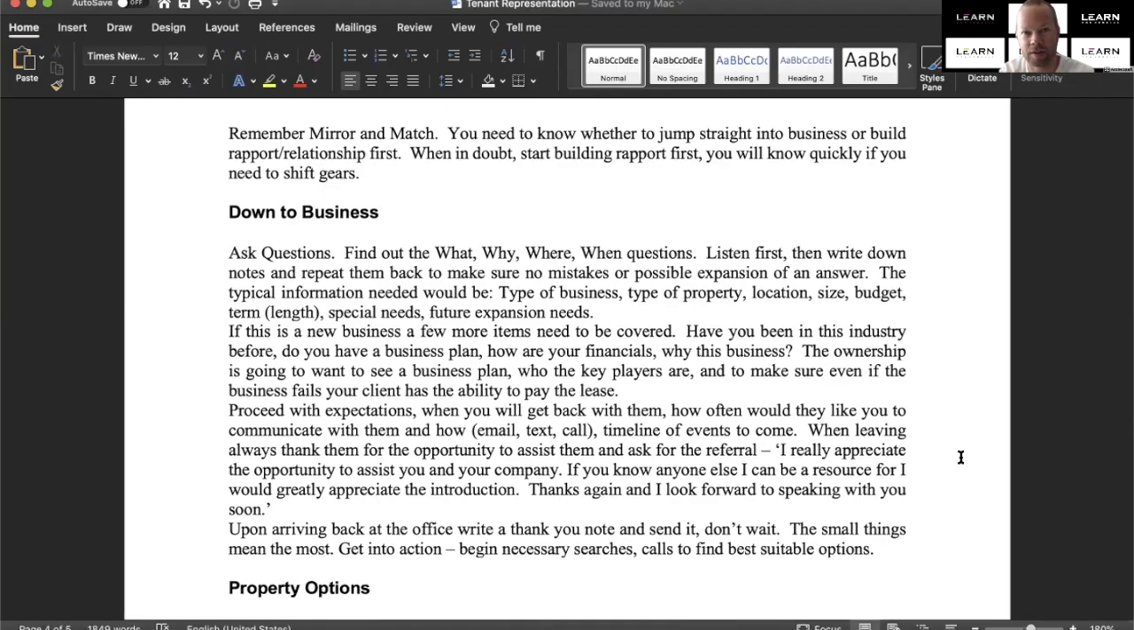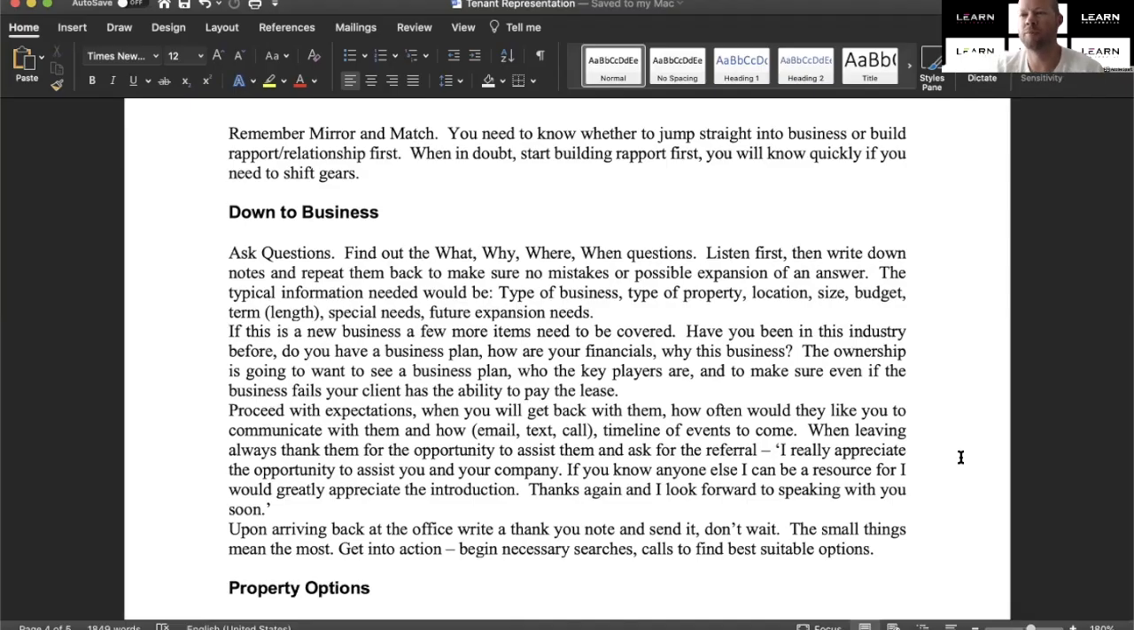Get into action. Begin necessary searches, calls to find the best suitable options, given your time. So I know in the Jumpstart guide also, we talked about time blocking. So every morning, ideally, you'd like to be education, lead gen, follow-up, which means in the afternoon, it should free you up to have these meetings, to have these property searches, to write these notes, right?